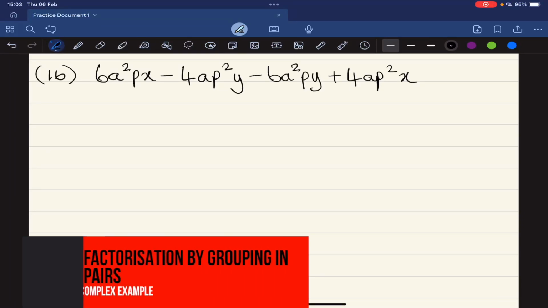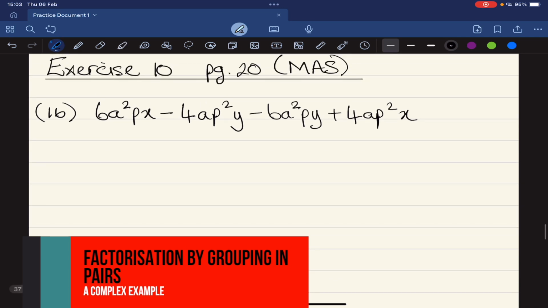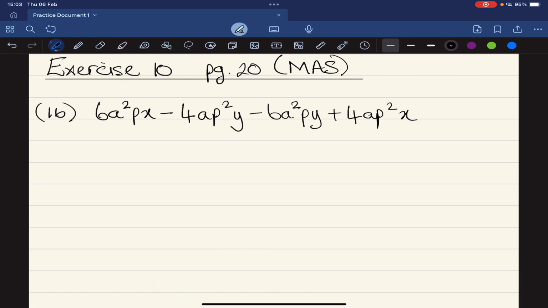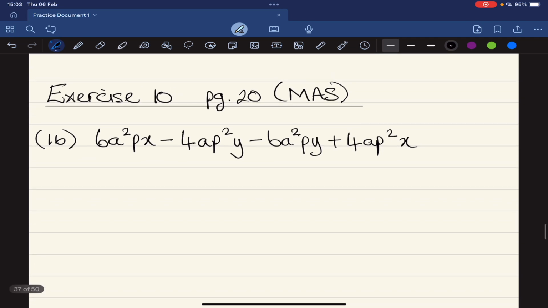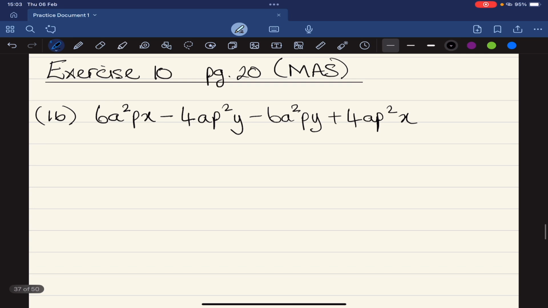Welcome back, grade 10s. We are going to look at some factorizing today, something from the Mind Action Series textbook, exercise 10 on page 20. And you all can remember this one. This was number 16, the very last algebraic expression in that exercise, and it is a bit of a monster at first glance. And we had some issues, those of you who were part of the class. But if you look at it a bit closer, we'll see that it is actually not that bad.